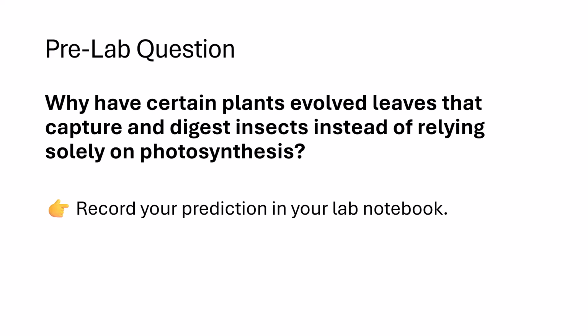Before observing the specimens, think about the relationship between nutrient availability and plant survival. Why have certain plants evolved leaves that capture and digest insects instead of relying solely on photosynthesis? Consider what resources are limited in bog environments and how carnivory compensates for those limitations. Record your prediction in your lab notebook before continuing.